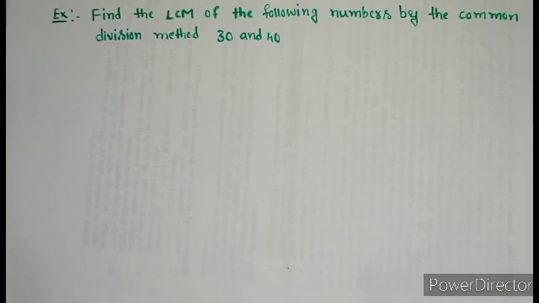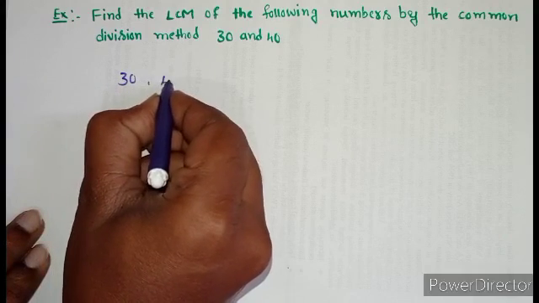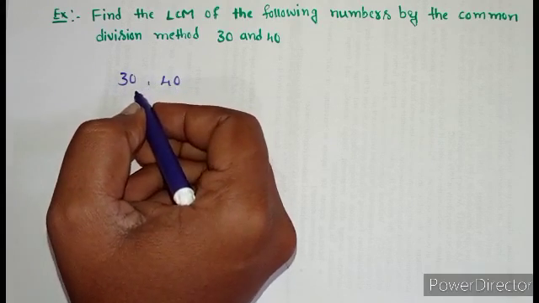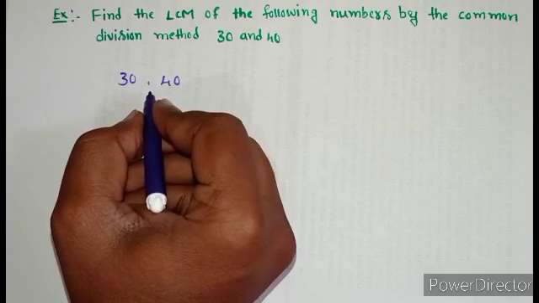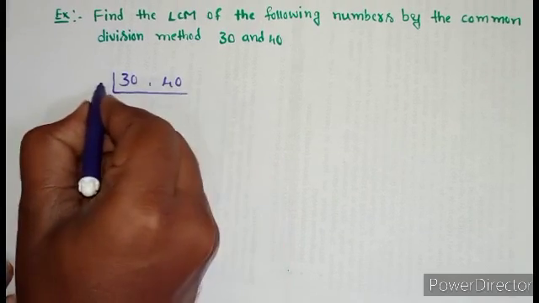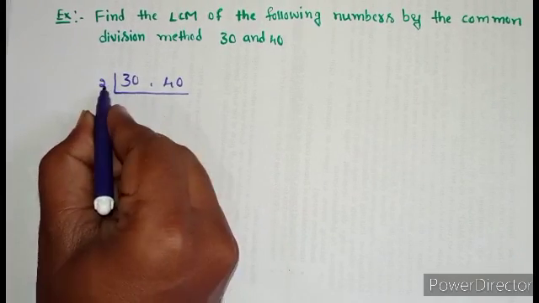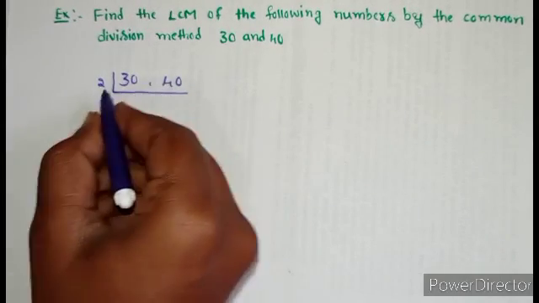Students, here is another example. Find the LCM of the following numbers by the common division method. Here the given numbers are 30 and 40. The smallest prime number which can divide these two numbers is 2. All of you see here, the smallest prime number which divides these two numbers is 2 here.